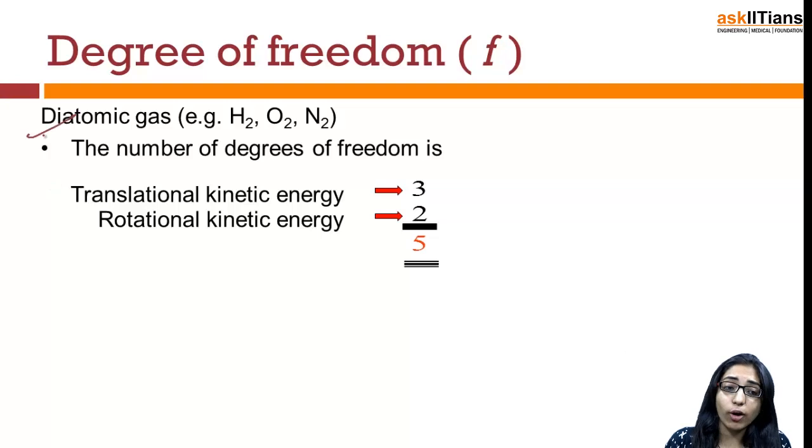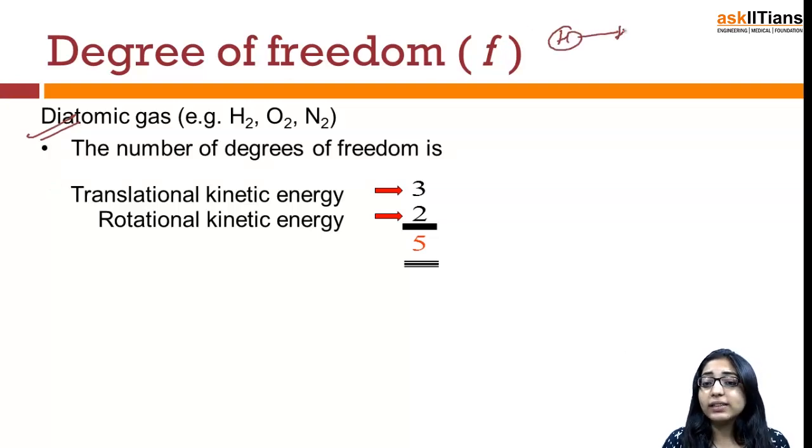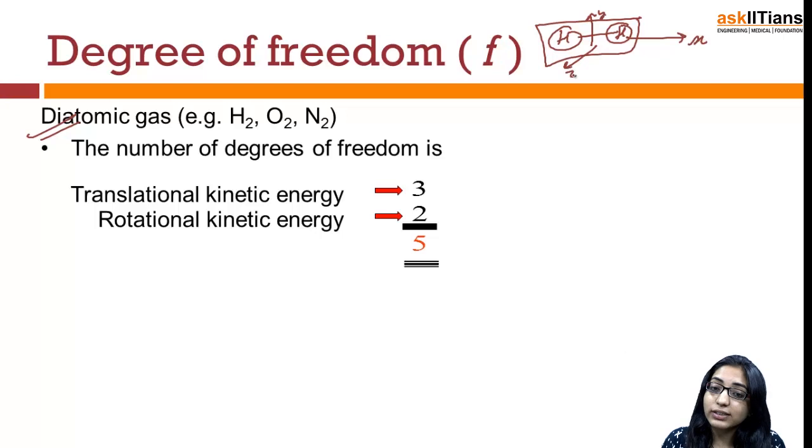Now that we are done with the case of monoatomic gas, let us come to the case of a diatomic gas. For example, if you have a diatomic gas like hydrogen, that means there are 2 atoms. Now this molecule as a whole can move along the x-axis, or the y-axis, or the z-axis. That means this particular molecule again has 3 translational degrees of freedom. First, let me talk about the translational kinetic energy. There are going to be 3 translational kinetic energy terms and hence the number of translational degrees of freedom will be 3.